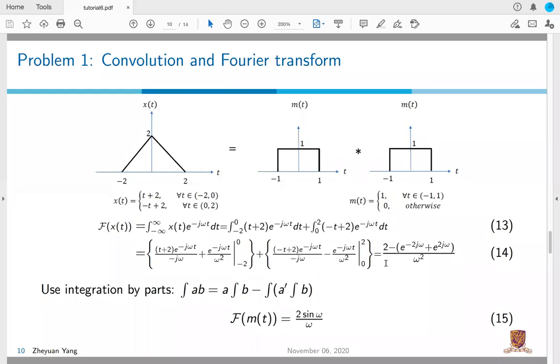Later we can simplify it to get 2 minus e to the power minus 2 j omega plus e to the power 2 j omega, divided by omega square. For the rectangular signal, we saw it before, the Fourier transform of it is 2 sine omega divided by omega. So can you tell me the relationship of these two Fourier transforms? It may not be so clear here, but it is related to a property of the Fourier transform. So can anyone tell me?